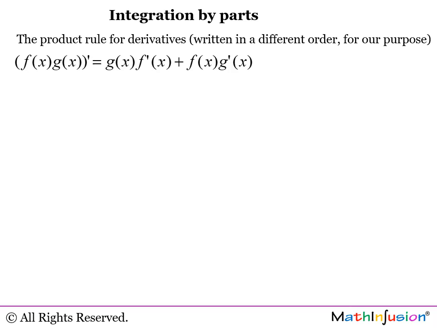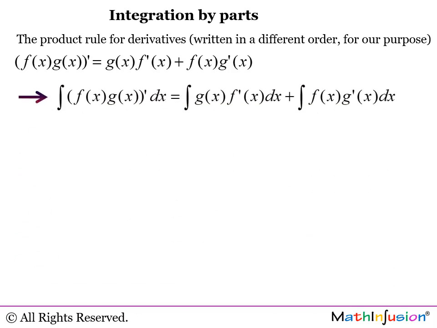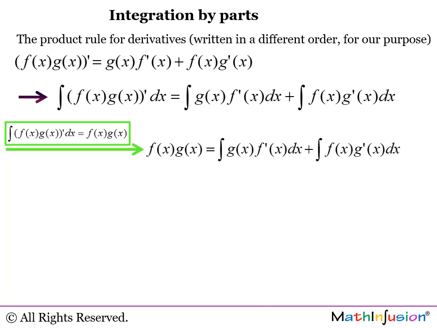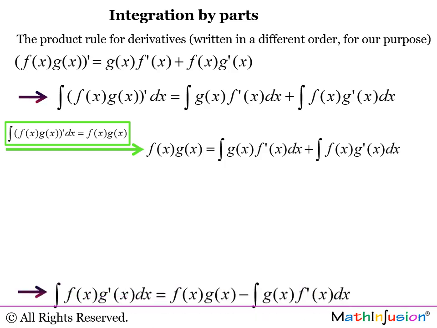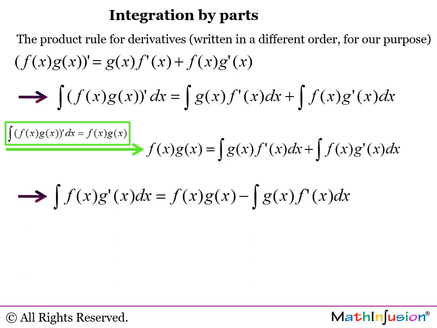Now we're going to take the antiderivative of both sides. Now I'm going to use the fact that the antiderivative of the derivative is the function itself, and I get that. Now I'm just writing this in a different order. As you can see, I'm just subtracting from both sides the integral of g(x) f prime(x) dx.